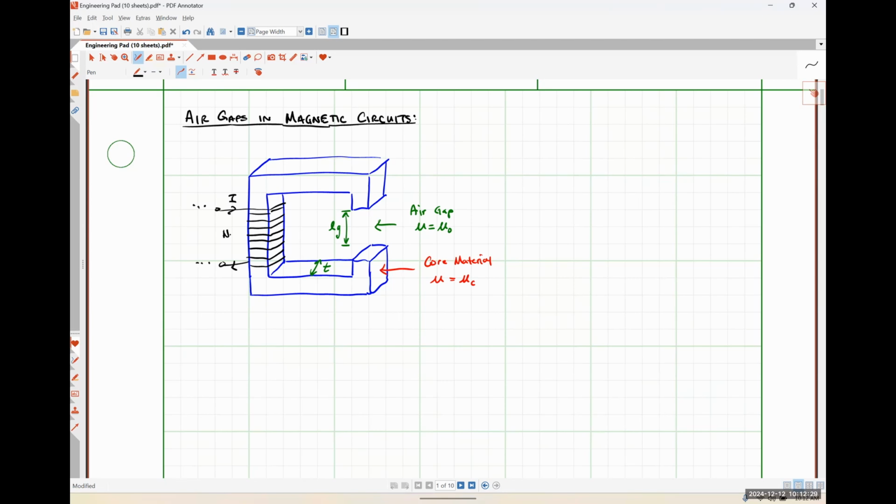So if the air gap length L_G is small, and by this I mean smaller than the dimensions of the adjacent core faces, then our magnetic flux phi B will follow the path defined by the core.